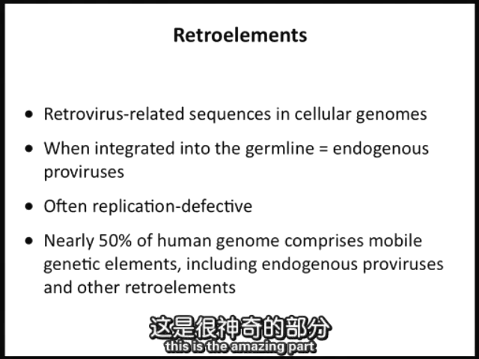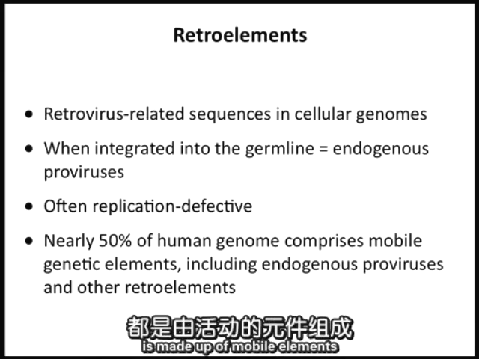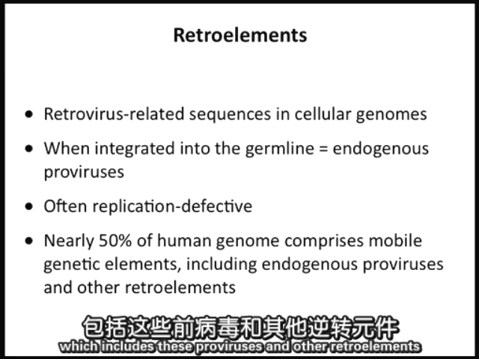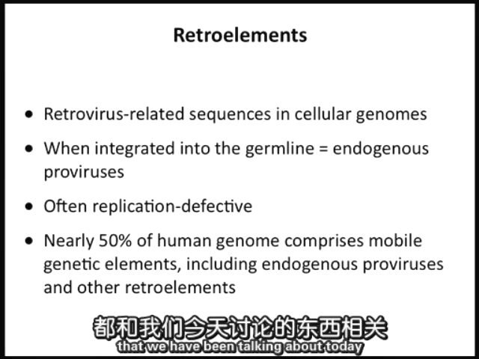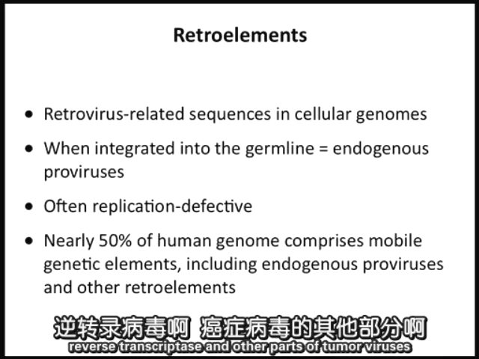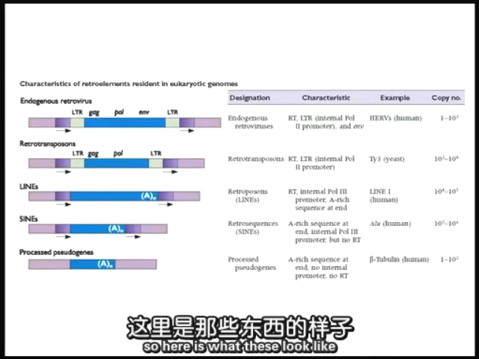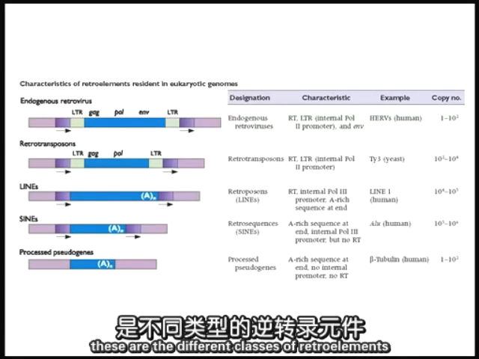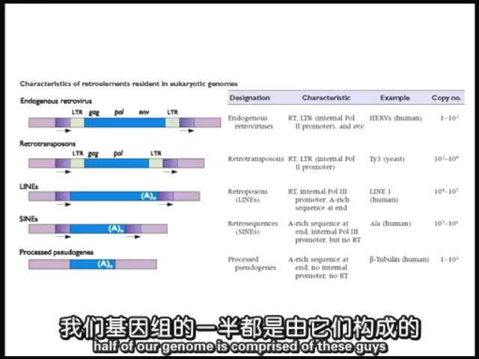This is the amazing part. Nearly half of our genome is made up of mobile elements, which includes these proviruses and other retroelements. So half of your DNA is related to the stuff we've been talking about today, reverse transcriptase and other parts of tumor viruses. That's a lot of DNA. So here's what these look like. These are the different classes of retroelements, which are mainly sequences related to retroviruses. About half of our genome is comprised of these guys.